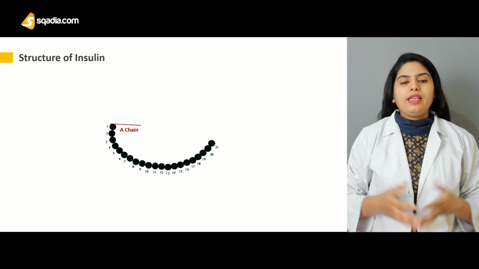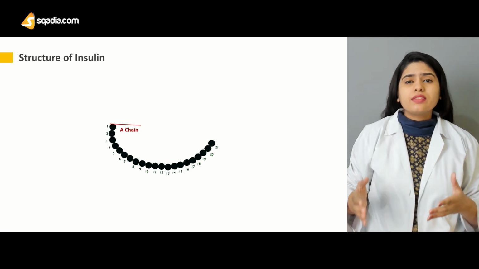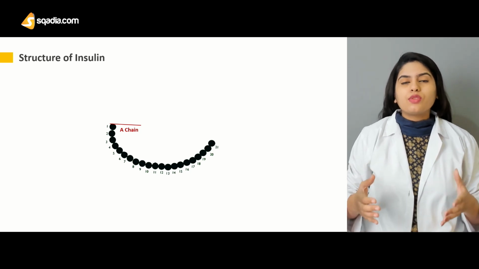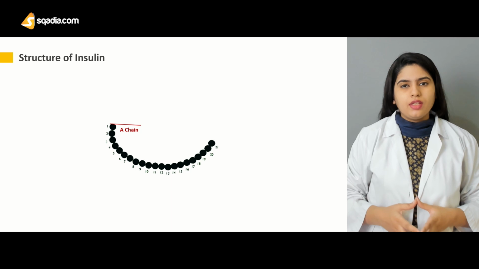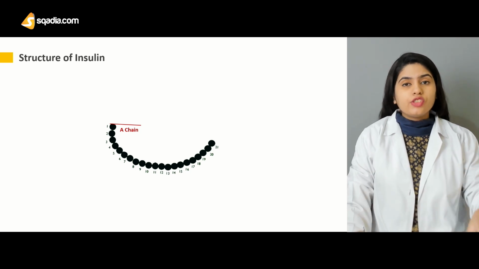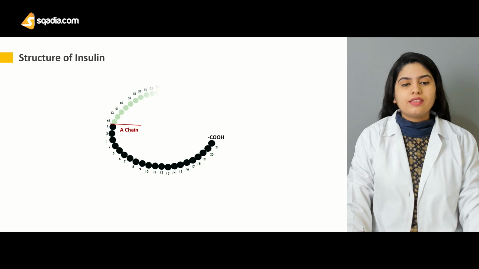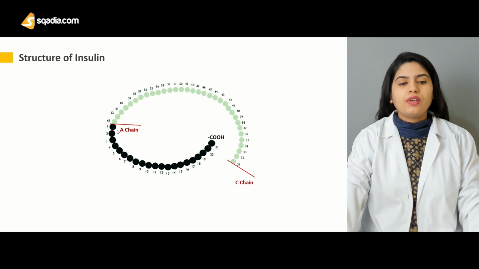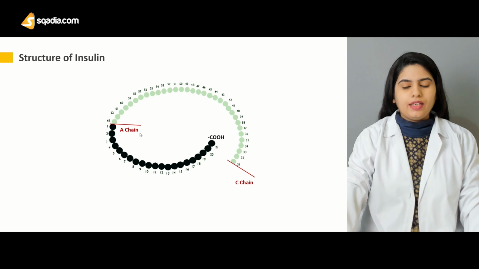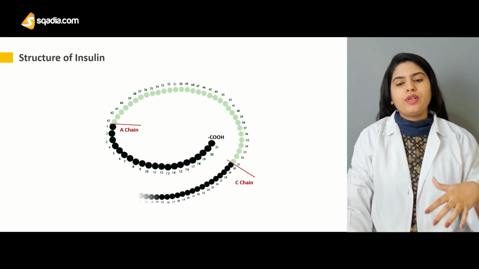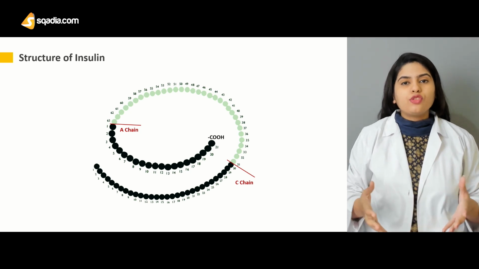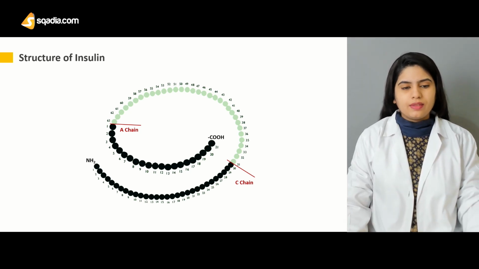First of all, there is the A chain. The A chain consists of 21 amino acids, or you can say that the A chain is a sequence of 21 amino acids. Now, with the A chain, there is another chain attached, and it is the C chain. This C chain consists of amino acids from 31 to 63, and then from 63 onward there are 30 more amino acids that are attached to the B chain. Now this is the B chain.